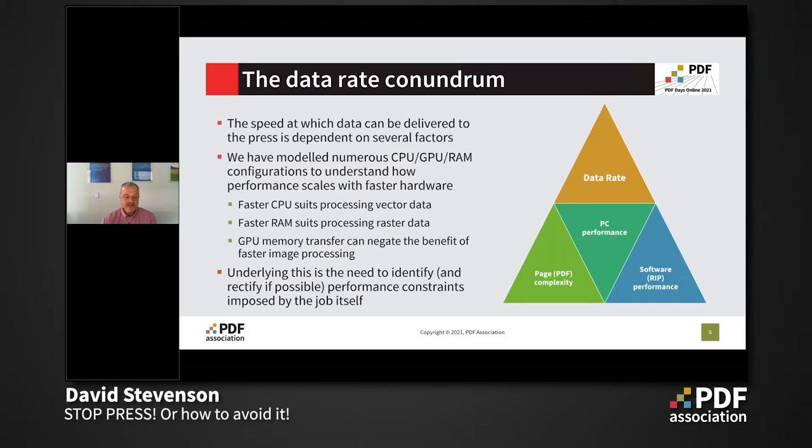The point is, though, that underlying this is the need to identify and rectify, if possible, performance constraints that are imposed by the job itself. And I'm talking here about the complexity of the PDF page, and of course how fast the RIP can process that page to generate the raster that's going to be sent to the printhead electronics.